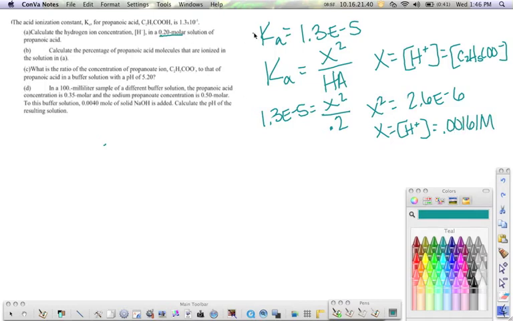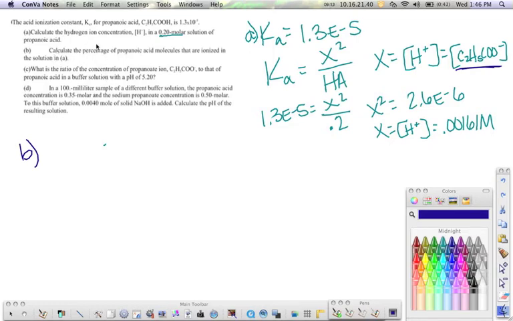Let me label this as A, switch colors to do B. So we take the amount that is actually ionized, because remember, this is also equal to the propanoate ion, which is, wait, I got ahead of myself.